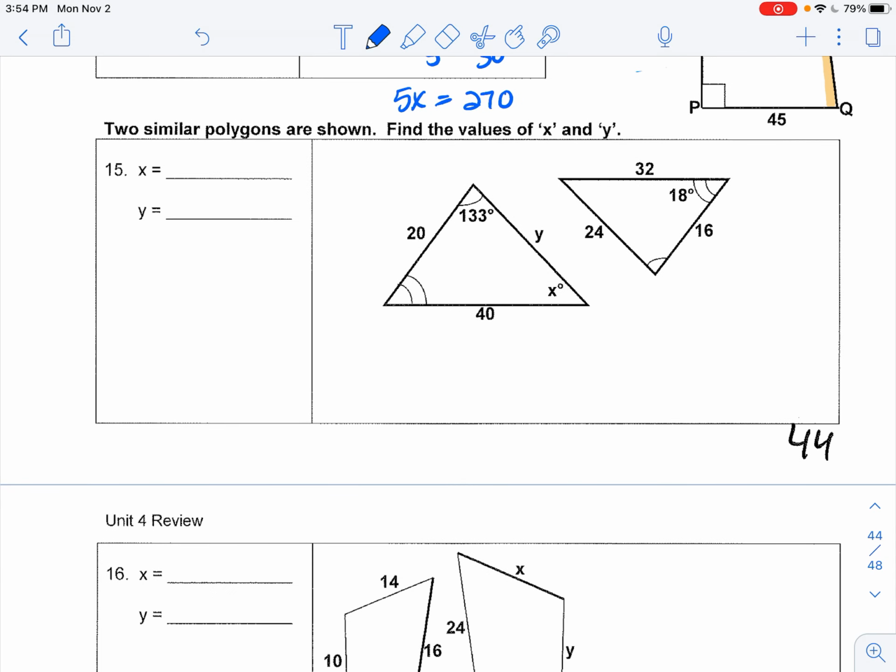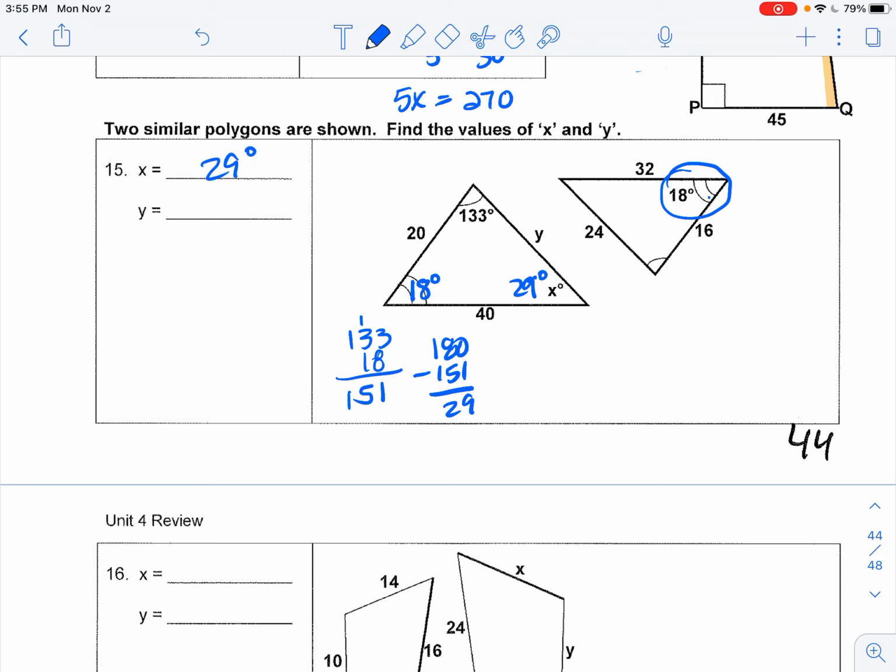Last problem, 15. Two similar polygons are shown. Find the values of x and y. Okay, so let's see. The double marked angle is 18 degrees, so that's going to be right here. If I add 133 and 18, that's 151, and if I subtract that from 180, that gives me 29. So I know the angle x is 29 degrees.